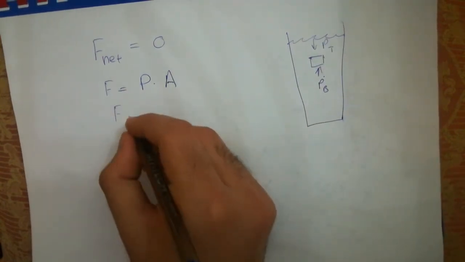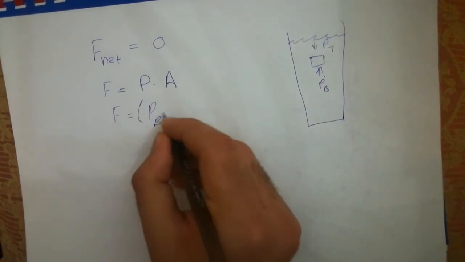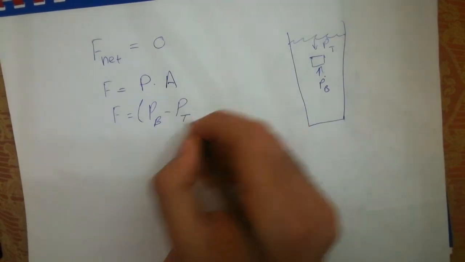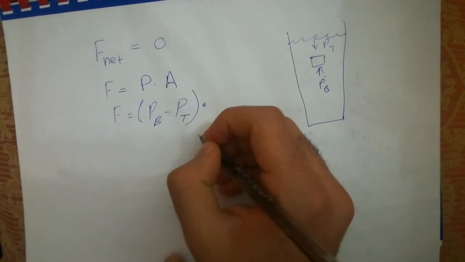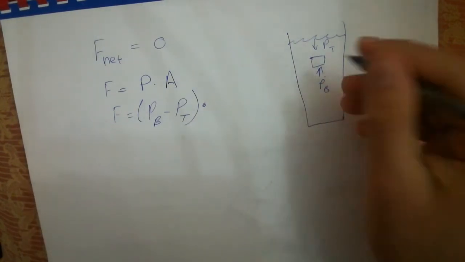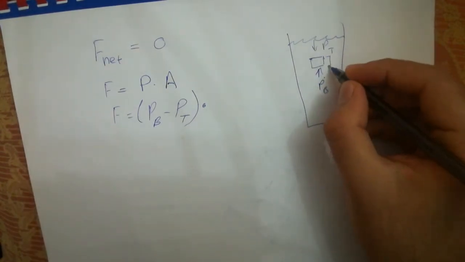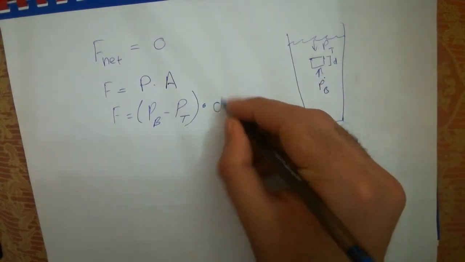So we have F equals PB minus PT, multiplying that by the area. Well, what is the area? Assume that the length of an edge is d. That is going to be d squared.